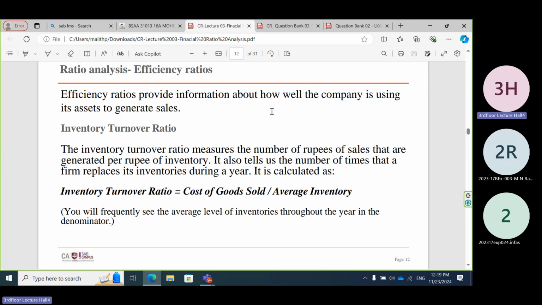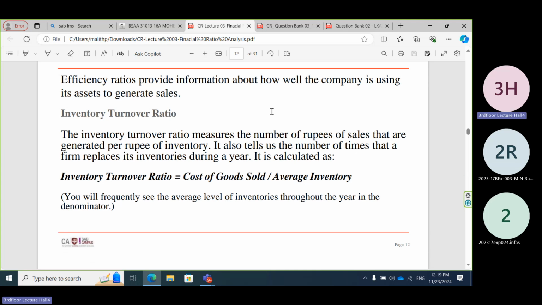Average inventory item එක කොච්චර කල් තියාගන්නවද කියලා බලන්න. So then what's the equation? 360 divided by inventory turnover. 360 divided by inventory turnover. You are getting inventory holding period.